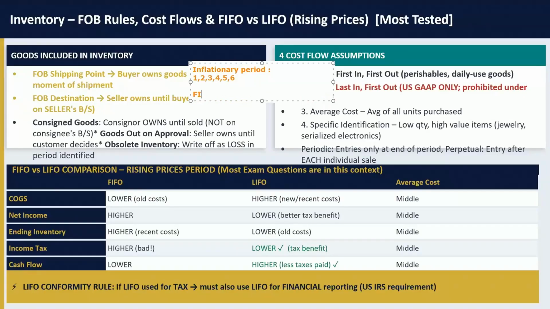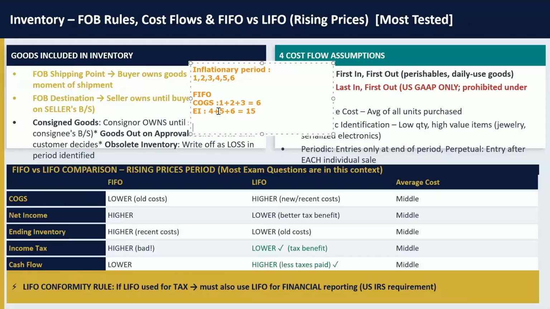Now in FIFO, we will have to calculate COGS and ending inventory. So what is FIFO? FIFO is first in, first out. So in your COGS, you will have 1 plus 2 plus 3. This will be your cost of goods sold value, 6. And in your ending inventory, you will have 4 plus 5 plus 6, so 15 will be in your ending inventory in an inflationary period.